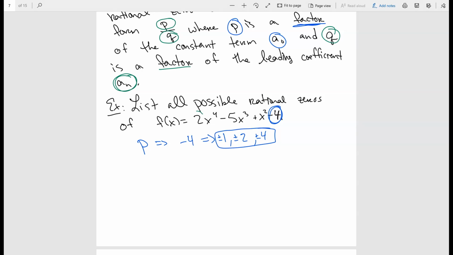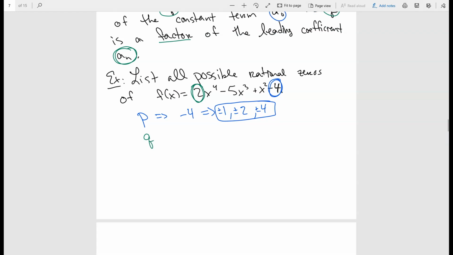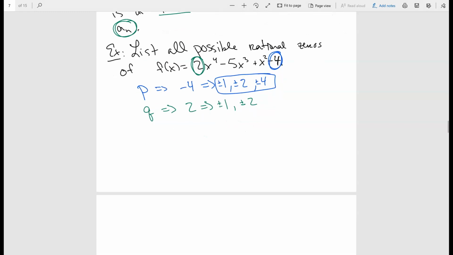Now we look at my leading coefficient, 2. That's going to be with q. 1 clearly is a factor, and so is 2. That's basically it. We put plus or minus because a negative and a negative can also give me a positive 2. Now we need to figure out what p over q is, and we're going to list all of them. So plus or minus 1, plus or minus 2, plus or minus 4, divided by plus or minus 1 and plus or minus 2.